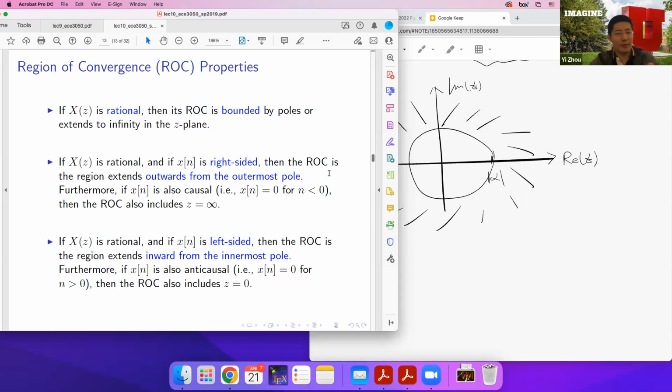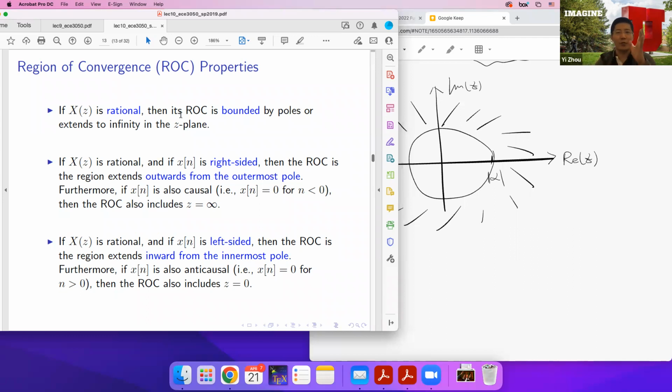And these more advanced ROC properties are also very similar to the properties of the Laplace transform. The only difference is that here, always remember the shape of the ROCs looks like a circle or ring. But the fundamental properties, the logic, are exactly the same. So let's look at this. If the Z transform takes a rational form, then the ROC is always bounded by poles or extends to infinity in the Z plane.